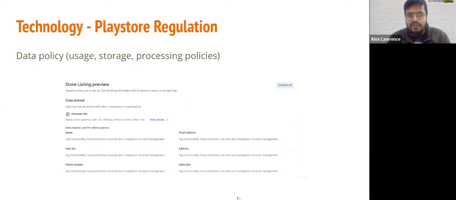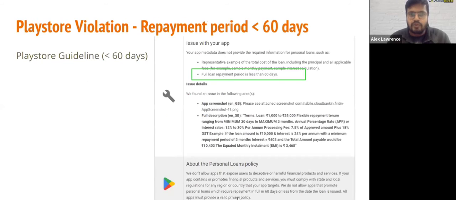So yeah, this is showing how we are using the data and how we are sharing the data with other companies. In this example, we see data shared with other companies and organizations. So what kind of information are we sharing with other companies? It's also something which you have to define in the Play Store. You go to the next one.